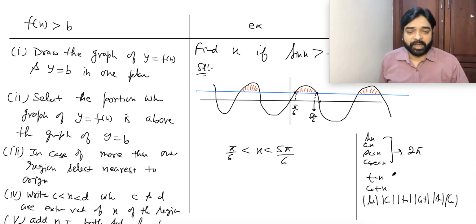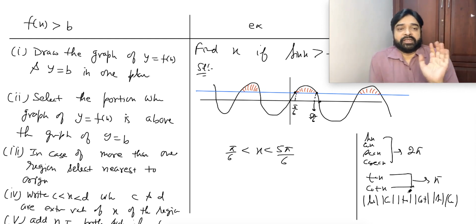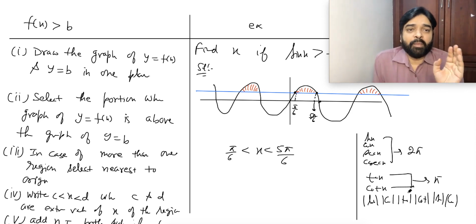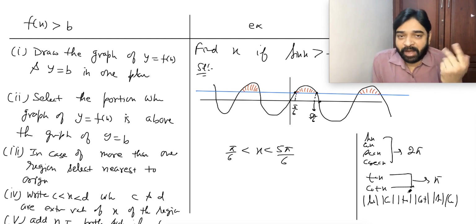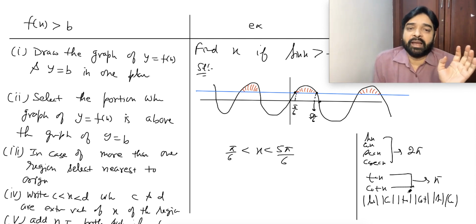Any mod of trigonometric function, these functions are periodic with the period pi. All these are periodic with the period pi. Have you understood? Sin x, cos x, secant x, cosecant x, these four are periodic with the period 2 pi. Tan x, cot x, and mod of any trigonometric function. Mod of any trigonometric function doesn't mean mod of sin 5x. I'm saying mod of sin x or mod of cos x or mod of tan x or mod of cot x, mod of secant x, mod of cosecant x. All these have the period pi.